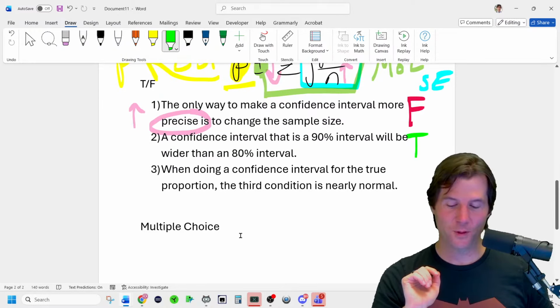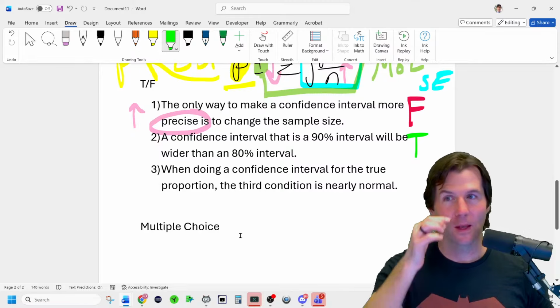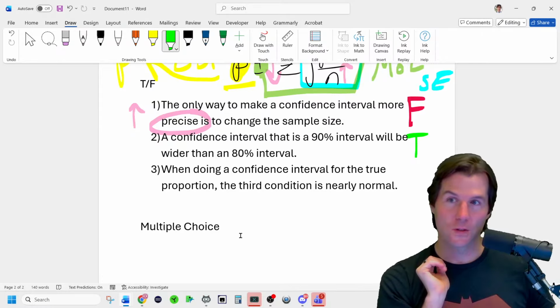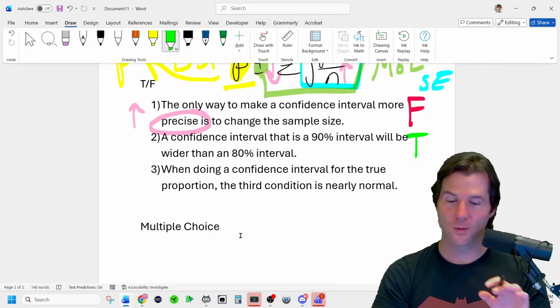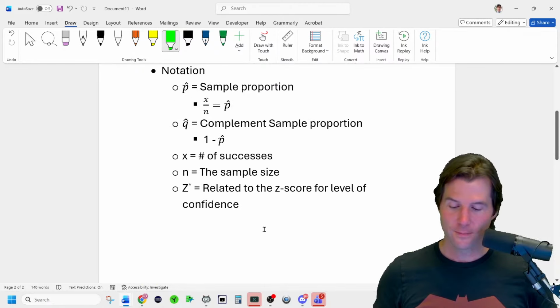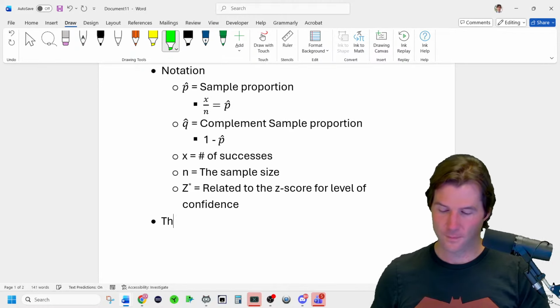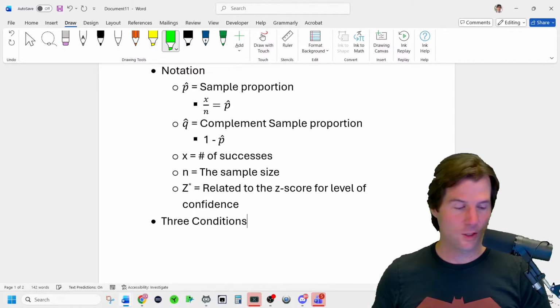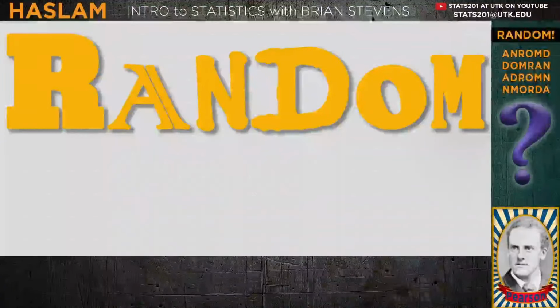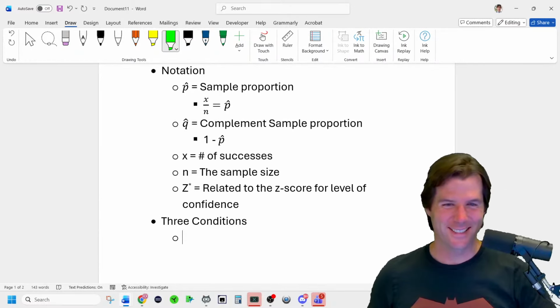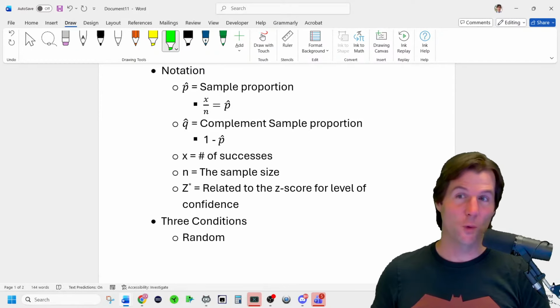When doing a confidence interval for the true proportion, the third condition is nearly normal. Well, what are our 3 conditions? The 3 conditions for the confidence interval for the true proportion are what? What are the 3 conditions? Condition 1. Random. Never overthink these things. Random. Did we randomly select our data?